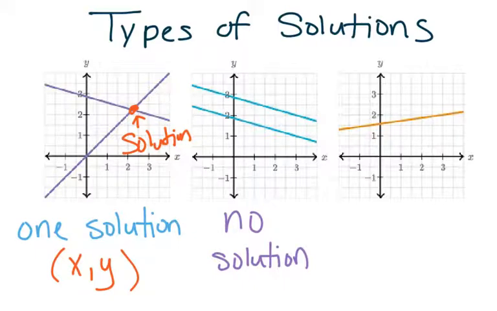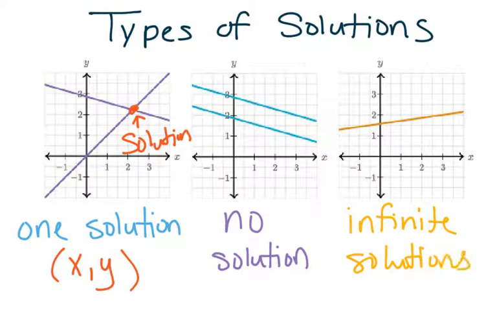And then the third type is infinite solutions. That says solutions. I know it looks kind of ugly. But you can't see this, but this is really two lines on top of each other. There are two lines right on top of each other, and guess what? They are always intersecting at every point. So that's why we call it infinite solutions.